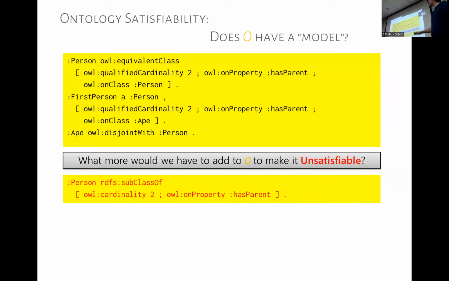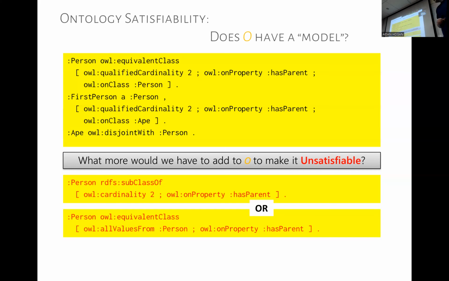So this ontology no longer has any models. It means essentially that by adding this to the ontology, we can't possibly describe anything, and it means that this first person cannot exist according to our definitions. There cannot be a first person who satisfies these constraints. We could say that all of the parents of people are people. That would also do it, because it would force in the four parent configuration that all of the parents are people, which will not be possible.